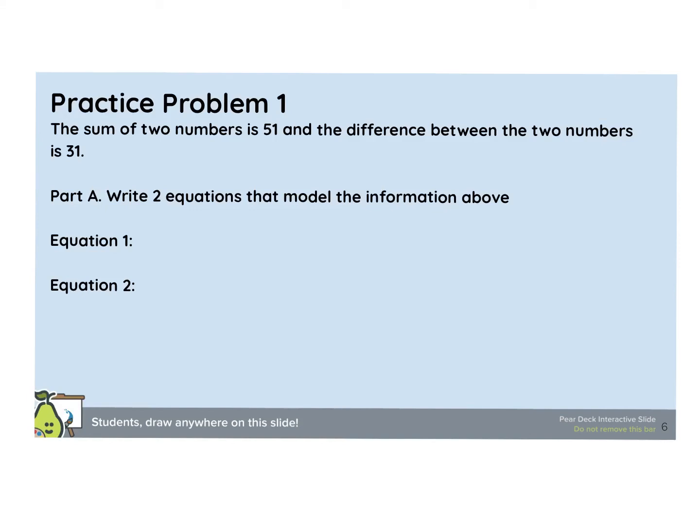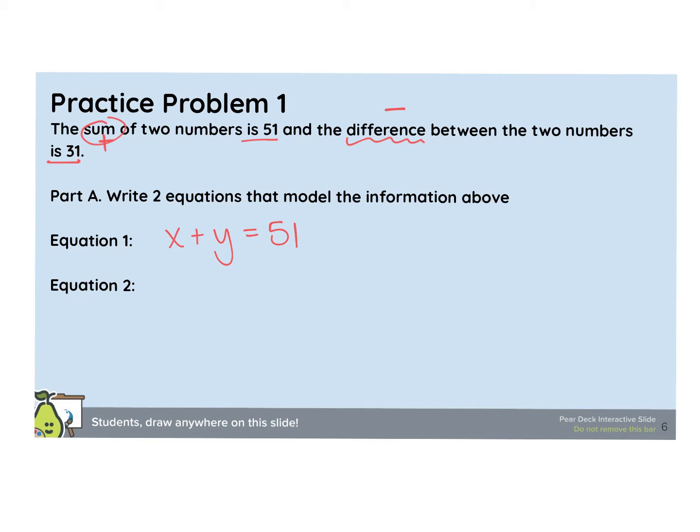All right, so practice problem 1 says the sum of two numbers is 51 and the difference is 31. That's two different equations, right? Sum means addition. Difference means subtraction. So if I add these two numbers, I get 51. So my first equation is x plus y is 51.